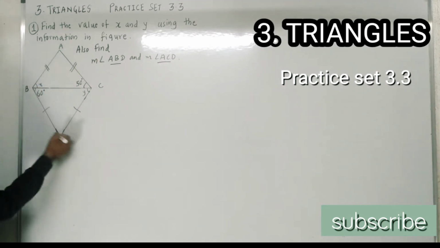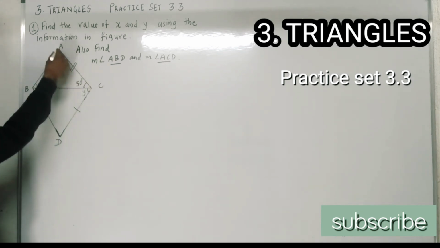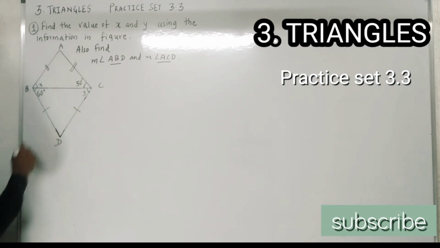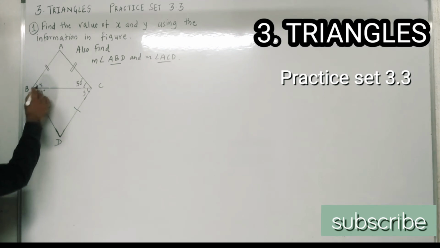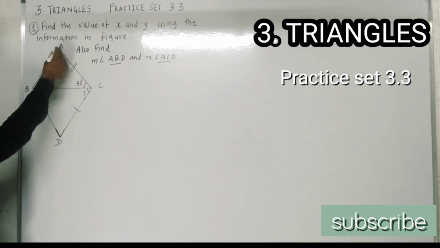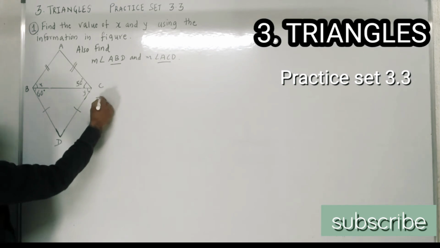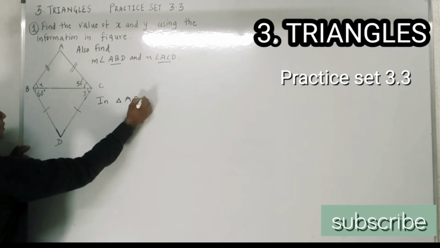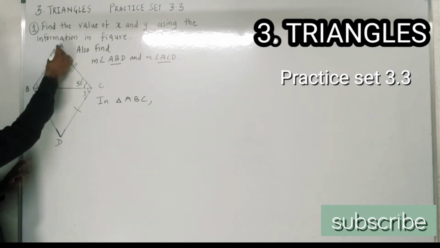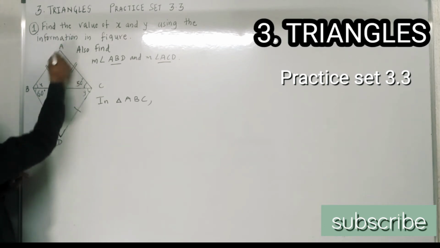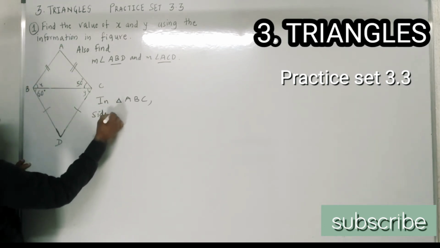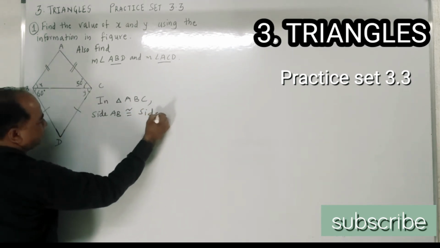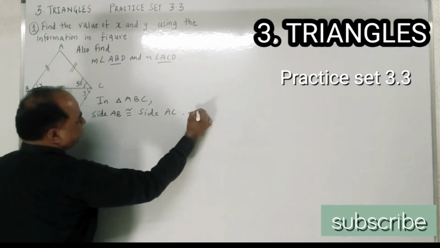Now, if you observe the figure, there are two isosceles triangles in the diagram. So we are going to make use of the isosceles triangle theorem to solve this example. First we will consider triangle ABC. In triangle ABC, side AB is congruent to side AC, which is given.